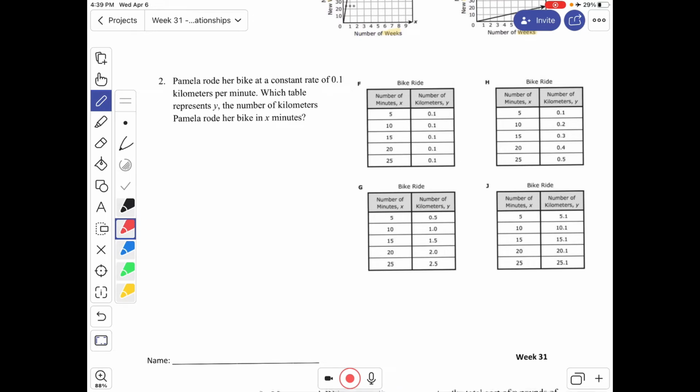Number 2, Pamela rode her bike at a constant rate of 0.1 kilometers per minute. Which table represents Y, the number of kilometers Pamela rode her bike in X minutes? Again, make yourself an XY chart. X, it says, is minutes, and Y is the number of kilometers. And the rate is 0.1 or 1/10 kilometer per minute. So for each minute, it's 0.1 kilometer.